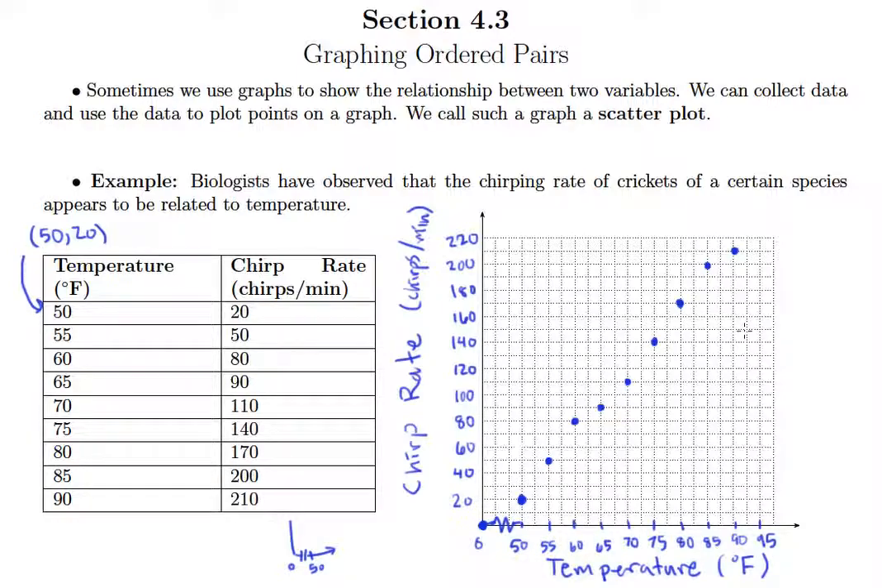The nice thing about this is, just looking at the table, you can kind of see that as temperature goes up, chirp rates go up, but this gives you a really nice visual of that. You can see as the temperature increases, the chirp rate is also increasing.